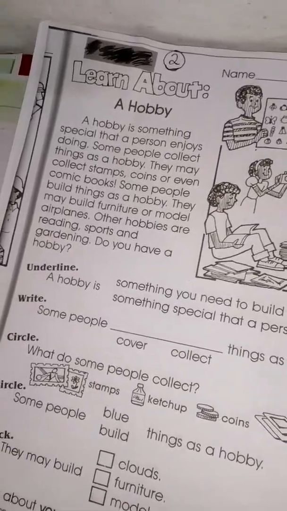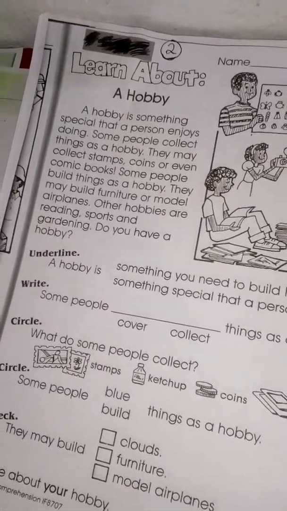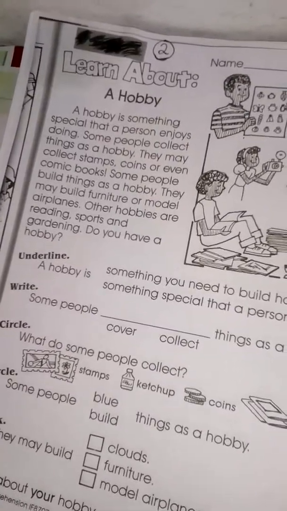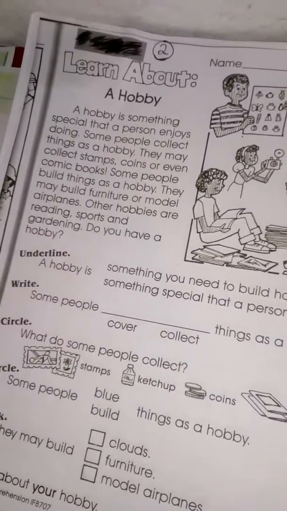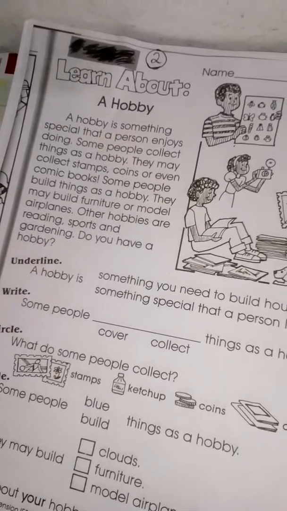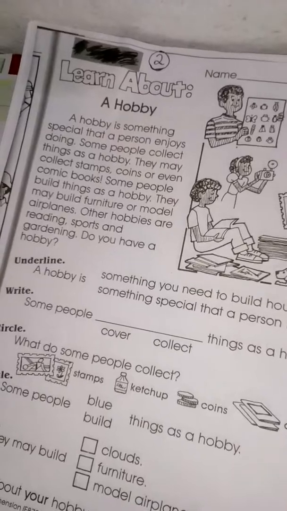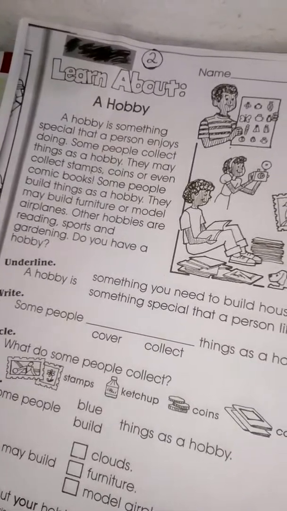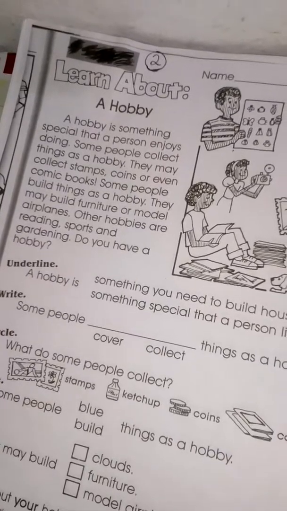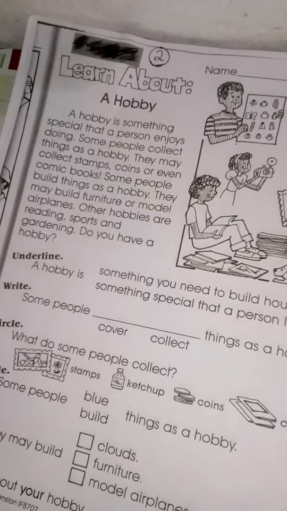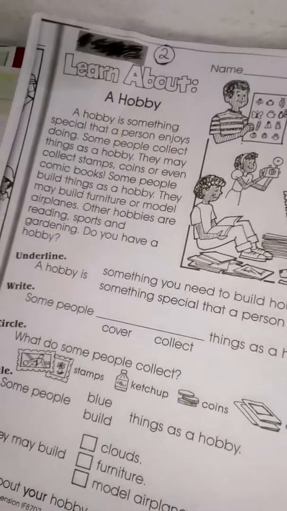So now I'm going to read the passage. A hobby is something special that a person enjoys doing. Some people collect things as a hobby. They may collect stamps, coins, or even comic books. Some people build things as a hobby. They may build furniture or model airplanes. Other hobbies are reading, sports, and gardening. Do you have a hobby?